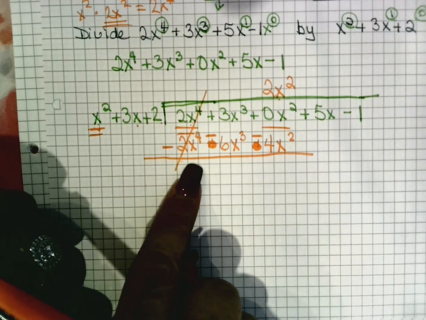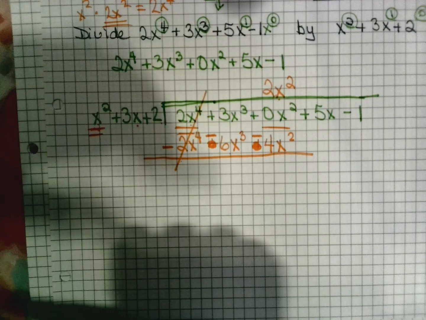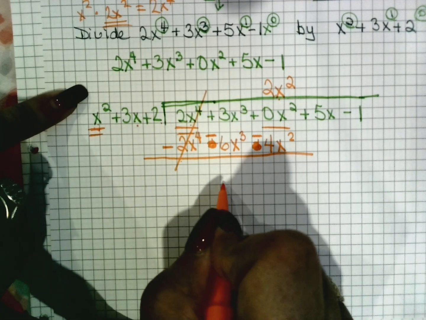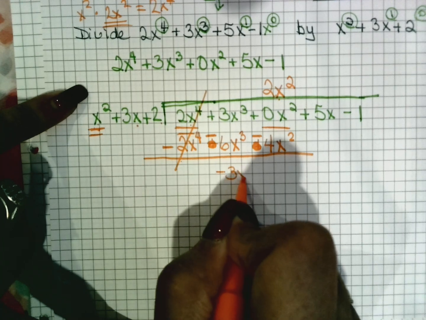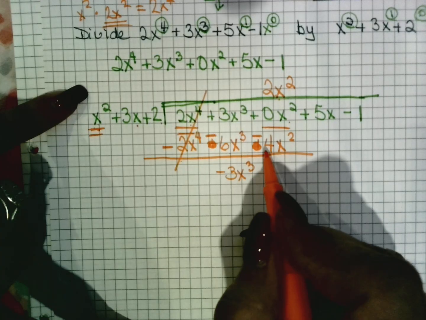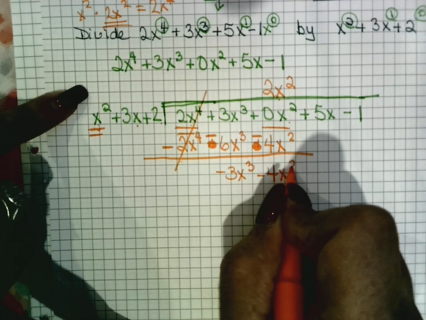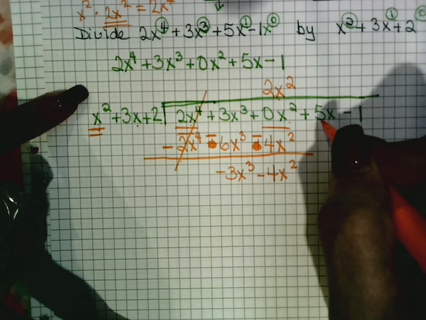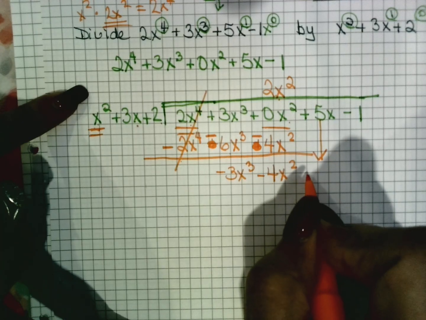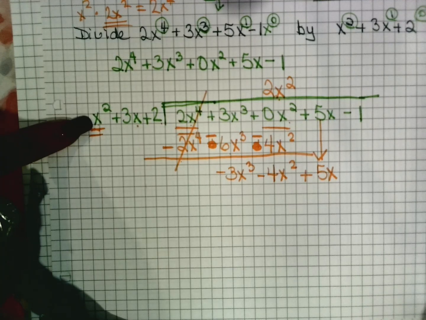And if you did this correctly, these two terms should go to 0. So 2x to the 4th minus 2x to the 4th, that's going to give you 0x to the 4th, which is exactly what you want. And then you have 3x to the 3rd minus 6x to the 3rd. That's going to be minus 3x to the 3rd. And here you have 0x squared minus 4x squared. So that's going to be negative 4x squared. And just like in the example that we did with arithmetic and division, we bring the next term down. So I am bringing down this 5x.